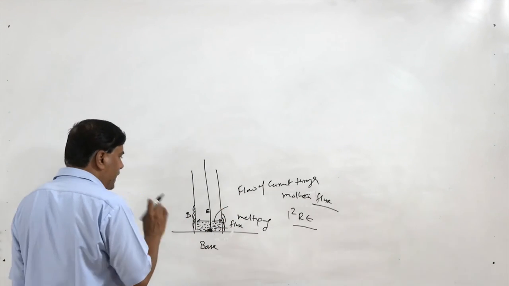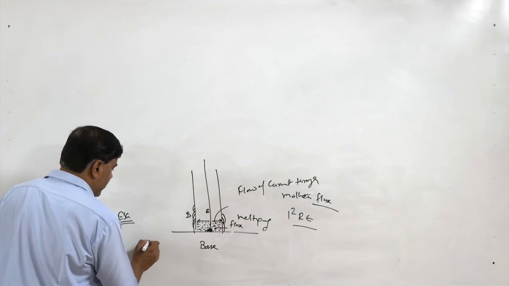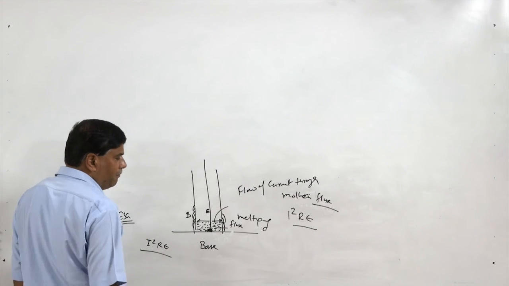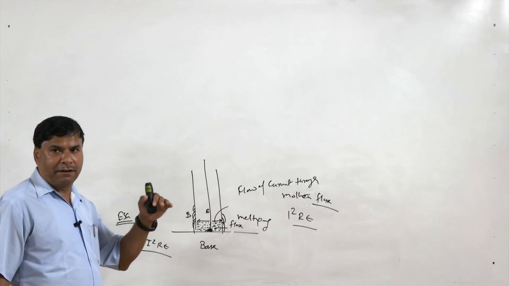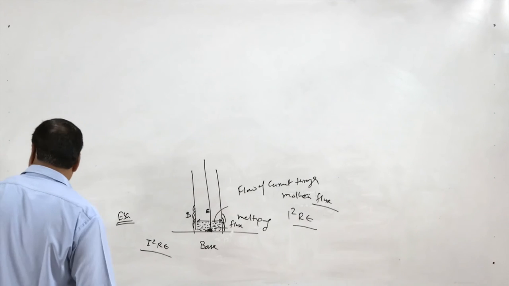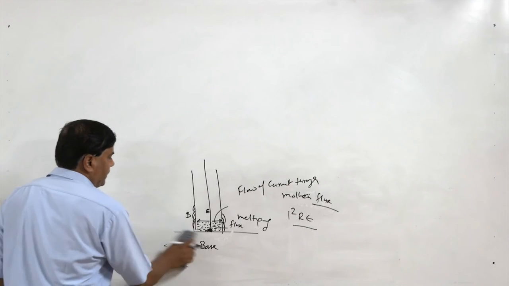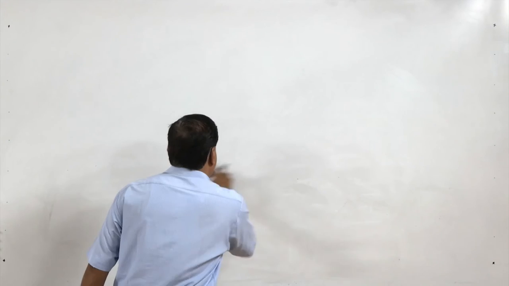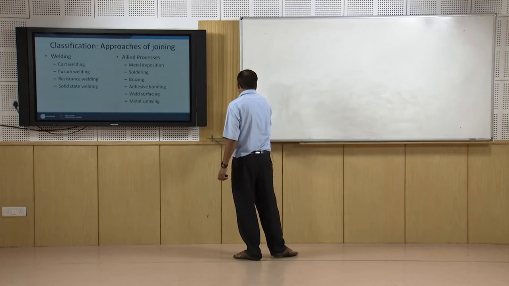So basically the melting or the fusion of the faying surface of the base metal is achieved through the I²RT heating due to the flow of current through the molten flux, not due to the arc. But since this process starts with the arc for melting of the flux, and thereafter it is used for the melting of the faying surfaces, it is difficult to put in either of the categories, neither resistance welding nor arc welding processes.